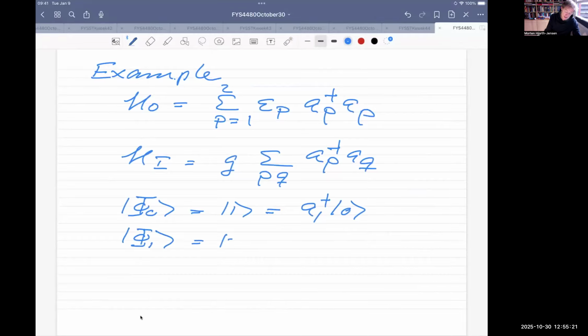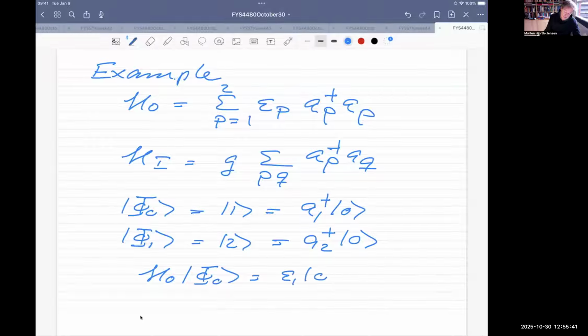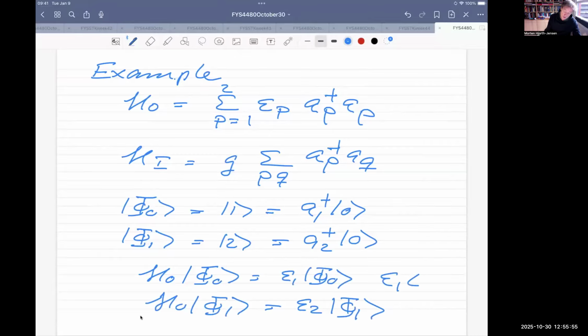And when we did the calculations, we had assumed that H0 acting on phi 0 is given by epsilon 1 times phi 0. And then H0 acting on phi 1, which is actually state 2, gave us epsilon 2 times phi 1. And we also made the assumption that epsilon 1 is lower than epsilon 2.